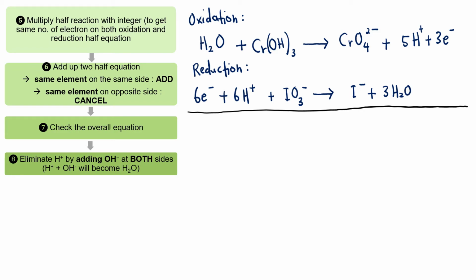So next, you have to multiply these half equations with integers so that the number of electrons on oxidation half cell should equals to the number of electrons on the reduction half cell. So in this case, we have to times this equation with 2 so that the number of electrons here will be 6 electron sama dengan elektron yang di sebelah kiri tersebut.